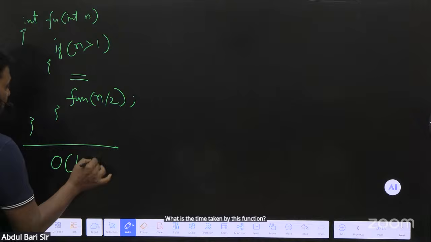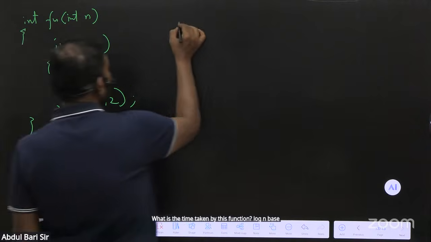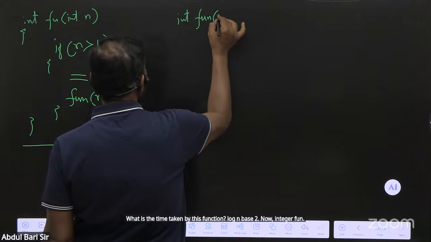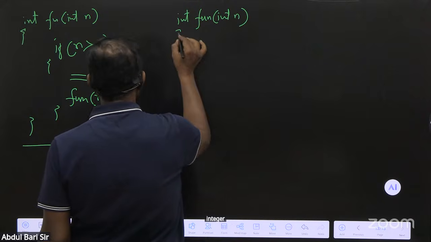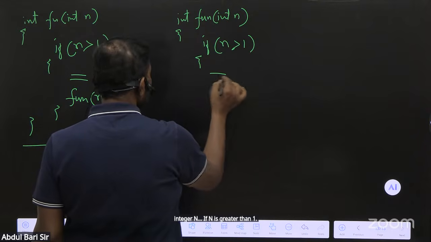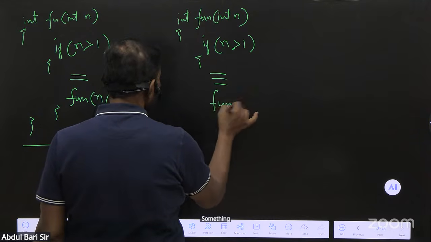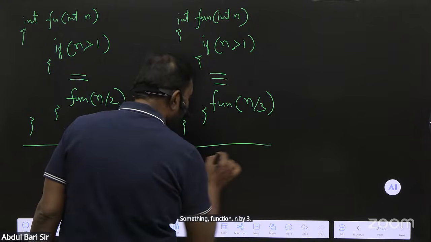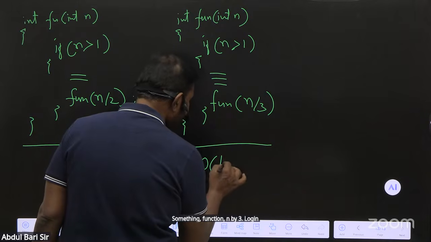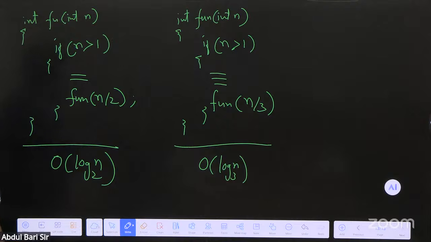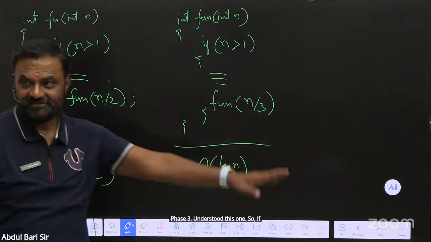Log n base 2. Now integer fun, integer n, if n is greater than 1, something, function n by 3. Log n base 3. Understood this one? So there is successive division.